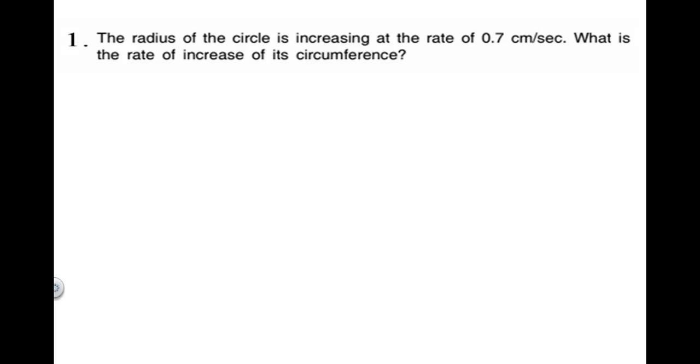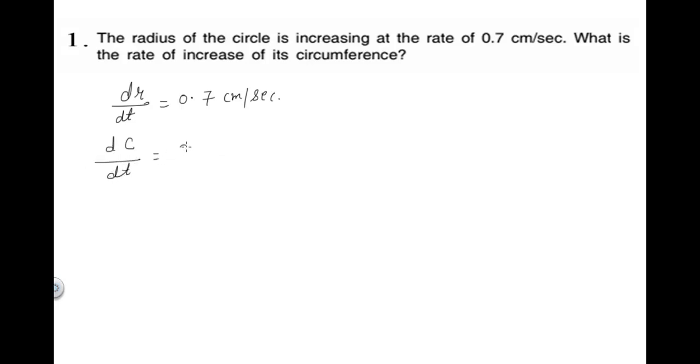As you can see, here is the first question for the test, which says the radius of the circle is increasing at the rate of 0.7 centimeter per second. That means the rate of change of radius with respect to time is equal to 0.7 centimeter per second. Now, what is the rate of increase of its circumference? Suppose we denote circumference with c. So we have to calculate dc by dt.